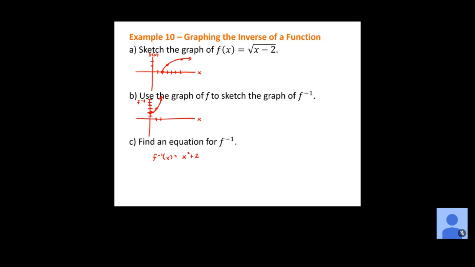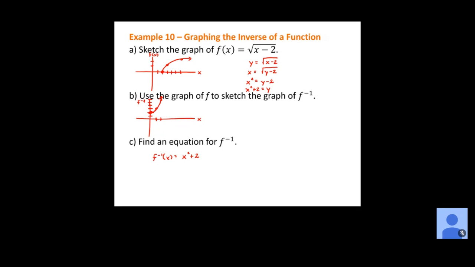Now, just to show you that we could have done this algebraically also, if I were to start up here with y equals square root of x minus 2, to find the inverse, we would switch x and y. So that would give us x equals the square root of y minus 2. Now to get y by itself, I could square both sides. That's going to give us x squared equals y minus 2. And then adding 2 to both sides would give us x squared plus 2 equals y. And that's exactly what we've got down here now for our inverse function.